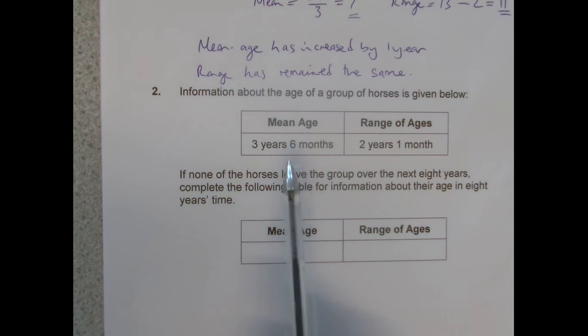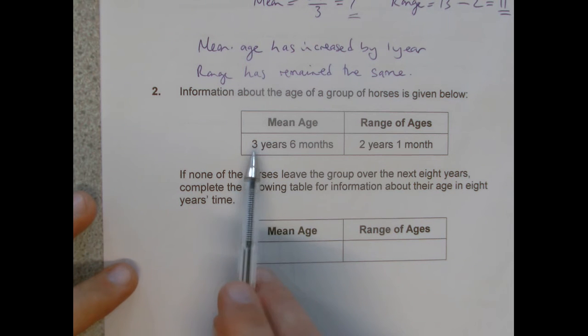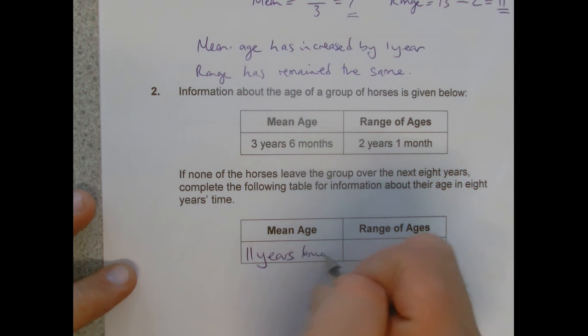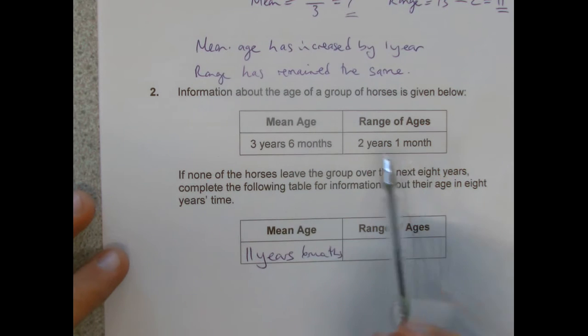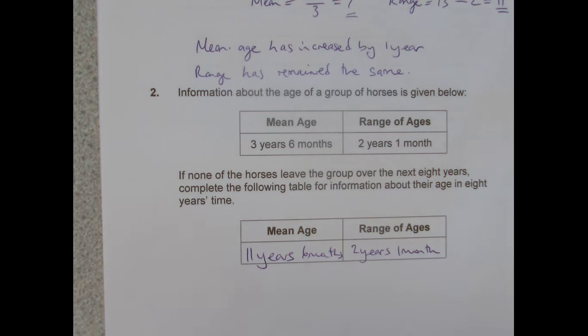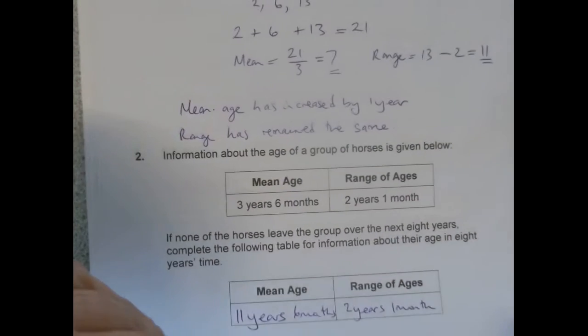Well, if you think about it, in 8 years' time, their mean age is going to increase, isn't it? Because they are all going to get 8 years older. So all we need to do is add 8 onto this. So you get 3 plus 8 is 11. So it's 11 years, 6 months. But remember, just like the first example, the range is going to stay the same because they're all going to grow up by 8 years. So the range of the ages, the gap between the oldest and the youngest, is still going to be 2 years and 1 month.